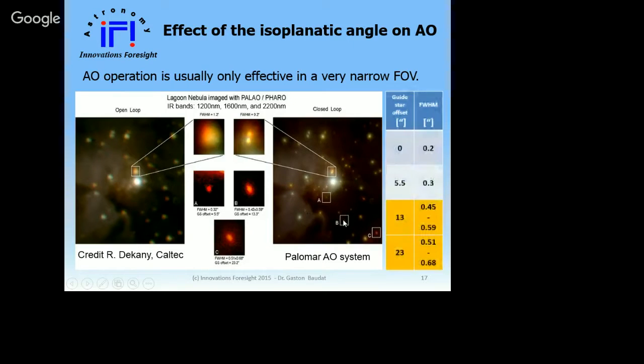Here I have a table to show you the error depending on the guide star offset. If you are offset by 0, then you get the 0.2 arcsecond. If you are offset by 5 arcsecond, it's already 0.3. At 13 arcsecond, it's not even a round star anymore. It's between 0.4 to 0.6. At 23 arcsecond, well, it's even worse. And keep in mind, this is in the IR. In visible, it will be worse than that.